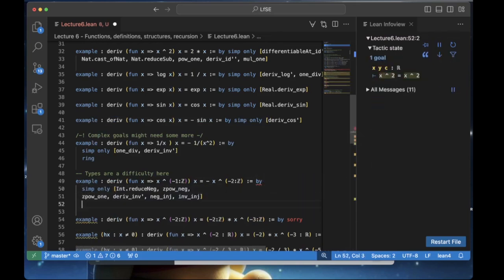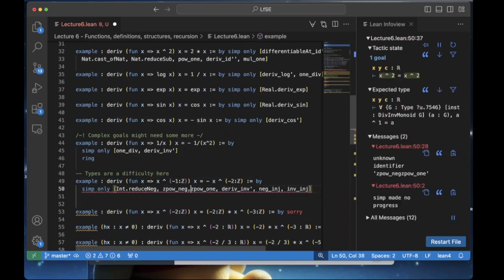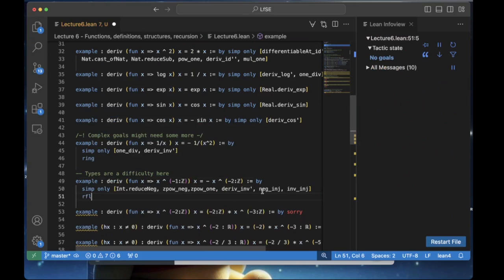I think, comma, reflect. There we go. I just had to split this onto the next line. So we have the chain of tactics following. All right, so that did work. Reflect worked as we were expecting.